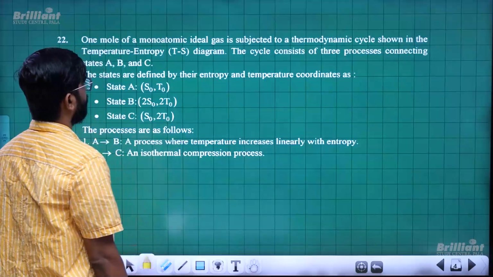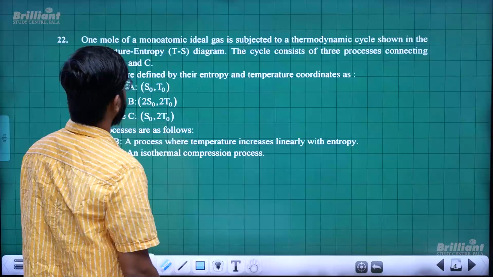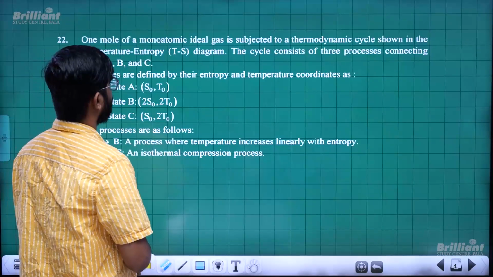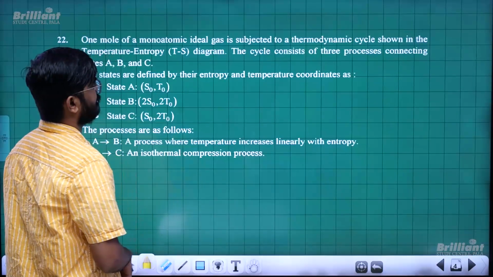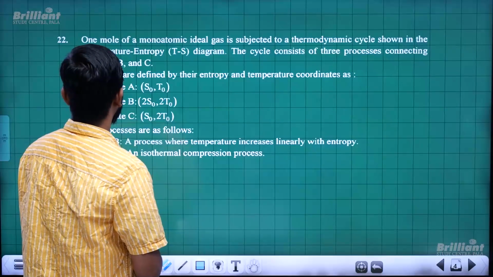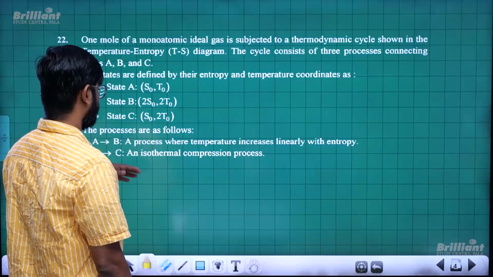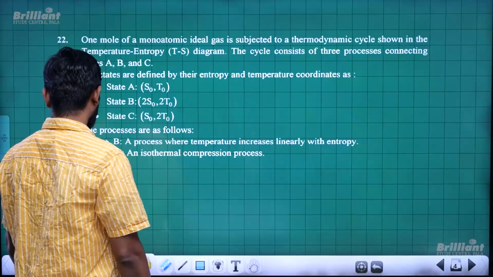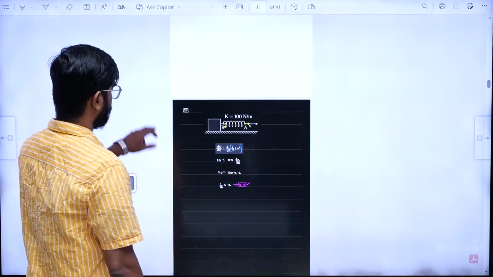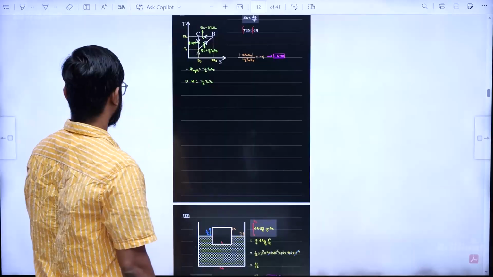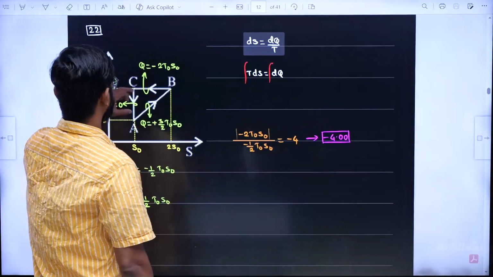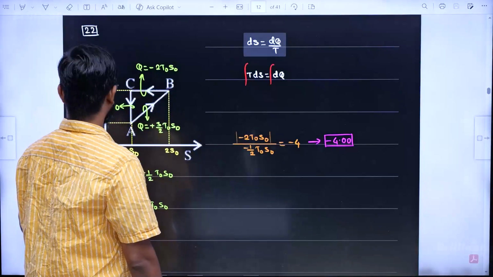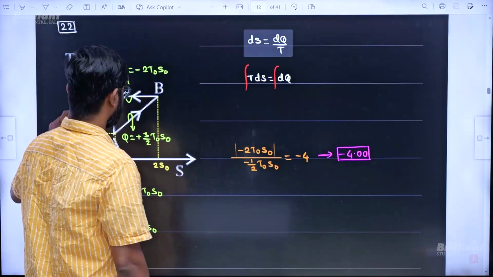1 mole of monoatomic ideal gas is subjected to a thermodynamic cycle as shown in the temperature-entropy diagram. The cycle consists of 3 processes containing states A, B, C. AB is a process where temperature increases linearly with entropy, and AC is an isothermal compression. That you can see in the figure also. Then they were asking what is the ratio of heat rejected in the isothermal process to the work done and all. So anyway, let us go step by step.